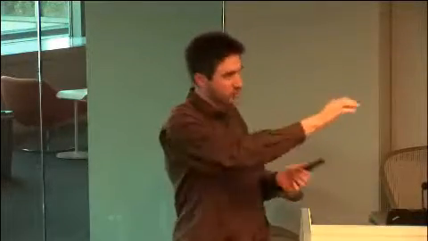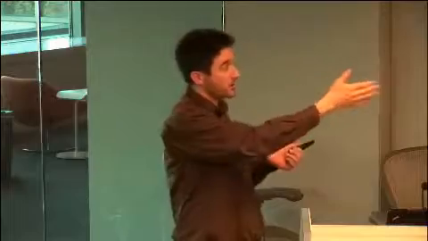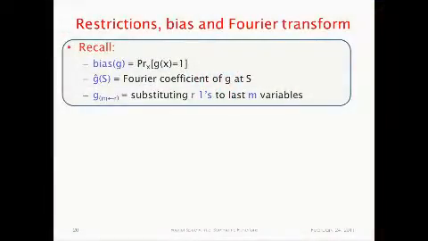Okay. So what we will know is that if you don't have small non-zero Fourier terms, then no matter how you fix t variables, all those shifts up to t places don't change the bias. So it will give us a lot of information, because it tells you a lot about the weight. Okay, good. So these are the definitions. This is the bias, this is the Fourier coefficient, and this is substituting r ones to the last m variables.